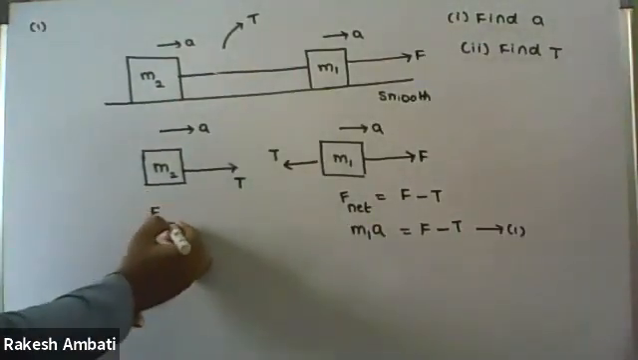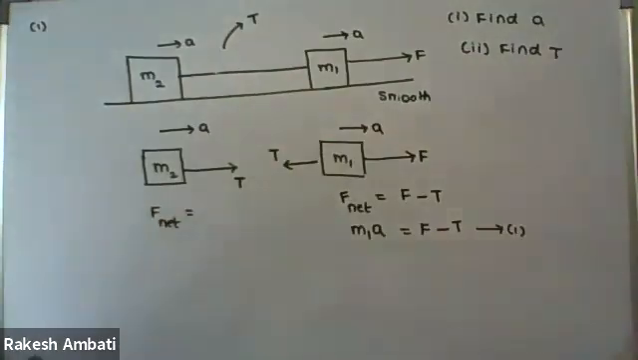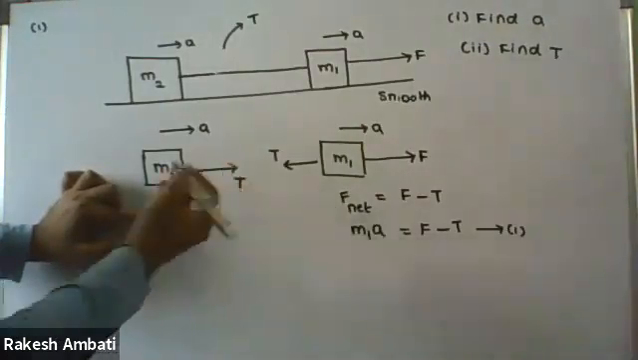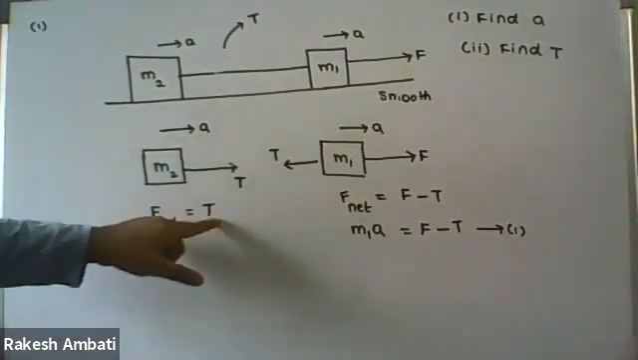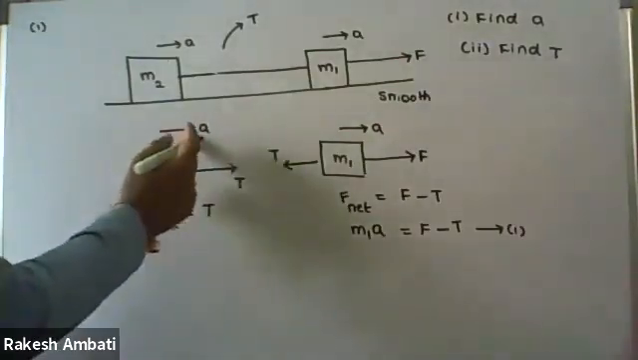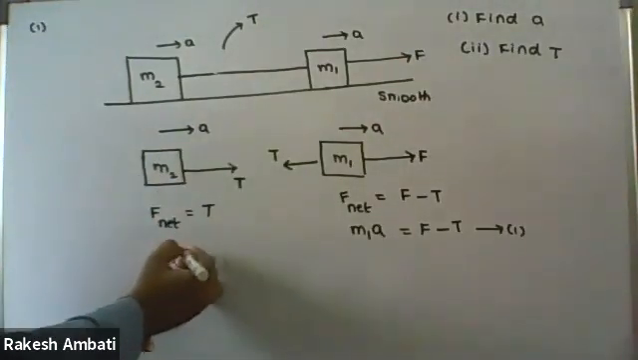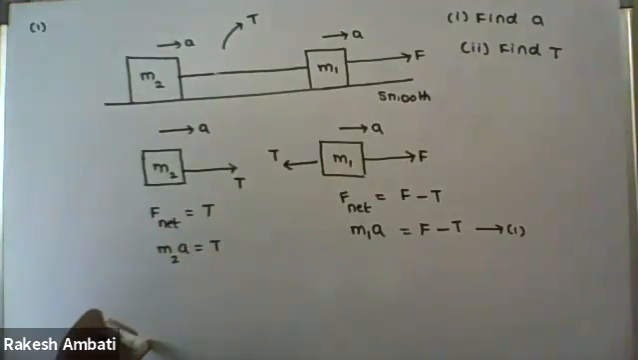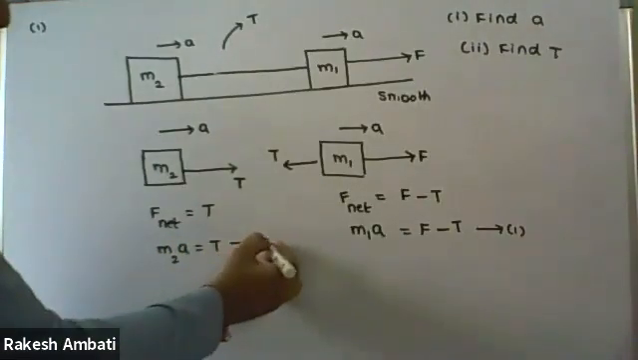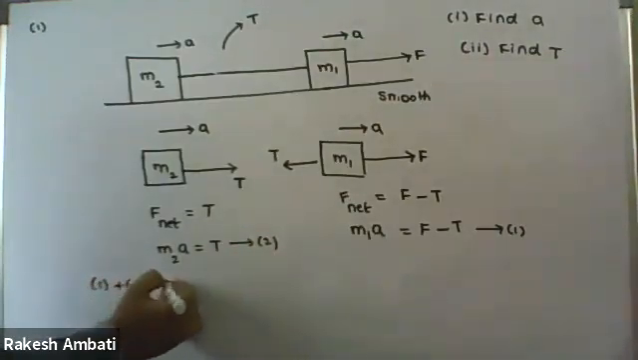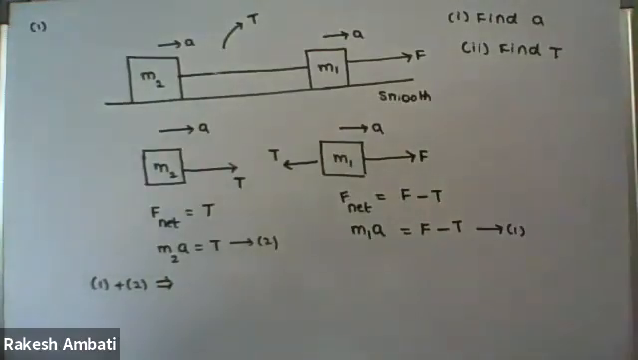Coming to M2, what is the dynamic equation in the case of M2? What is the resultant force? T. Only one force is acting, so the resultant force is only the driving force T. Resultant force means mass into acceleration. Mass is m2 into acceleration a equal to T. Equation number 2.